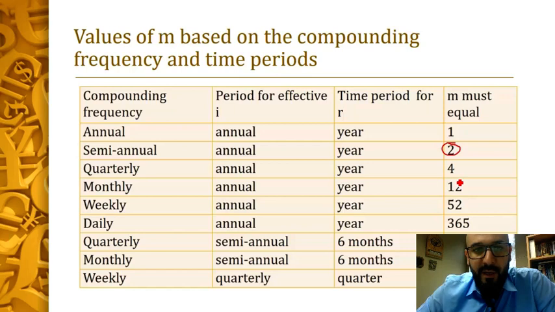If the interest is compounded weekly, how many times will the institution charge interest? 52 times a year. Daily, we have 365. So this is an easy way to find the M value. You need to identify how often the interest is charged on unpaid balances, and this table summarizes the value of M.